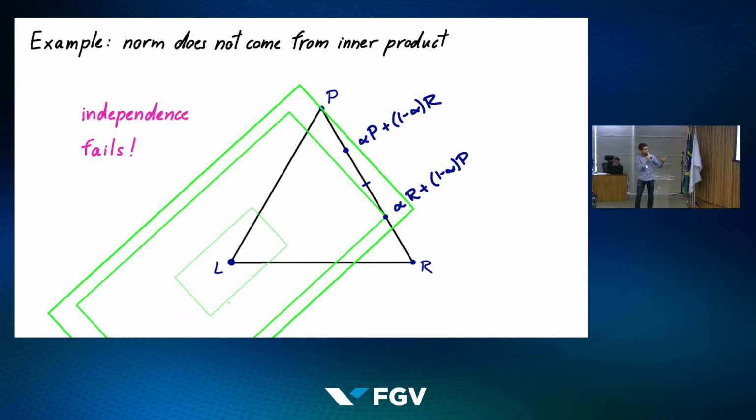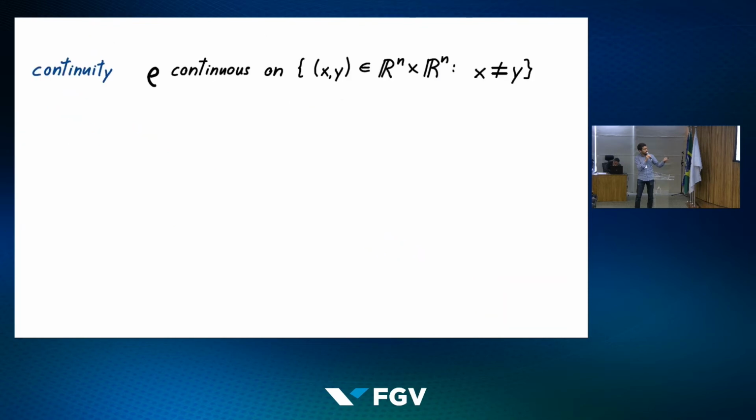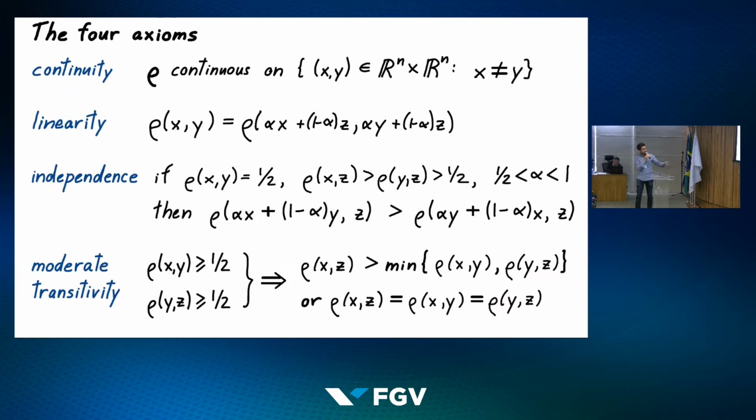So that's independence. I think that's not too hard to swallow. Here's the last one. Let's go to the last axiom. Moderate transitivity.